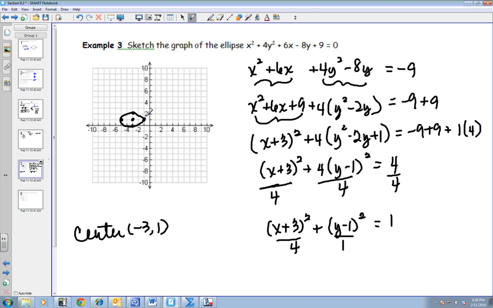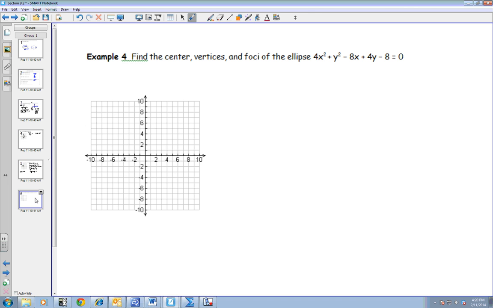Example 4. Find the center, vertices, and foci of the ellipse. Okay, so again, I need to group together my x's and group together my y's. And then I'm going to move that 8 over to the other side. So on this one, I'm going to factor out that 4 first, x squared minus 2x.